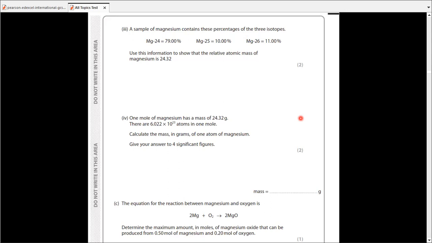Right, 24 multiplied by 79, plus 25 multiplied by 10, plus 26 multiplied by 11. And then divide all by 100.